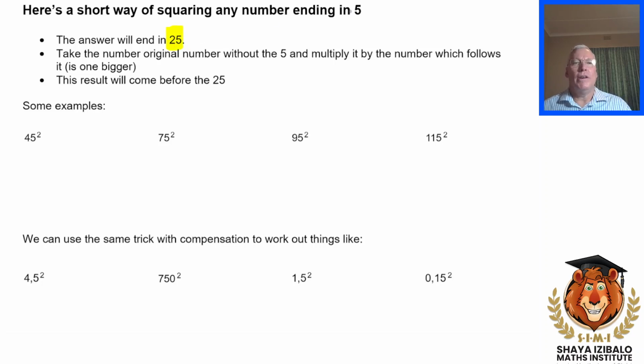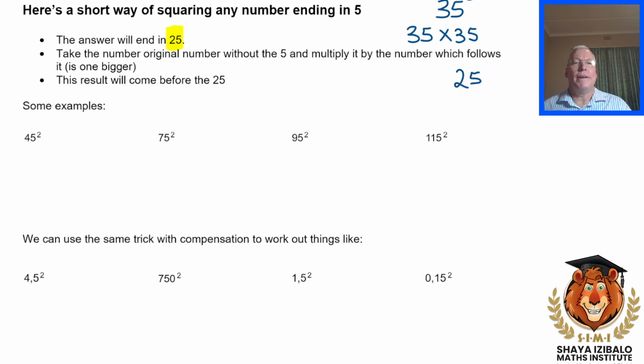We're going to do an example up here. I'm going to do 35. If we are squaring 35, and remember what squaring 35 means, it means 35 times 35, then the answer is going to end in 25. That's going to be part of our answer.